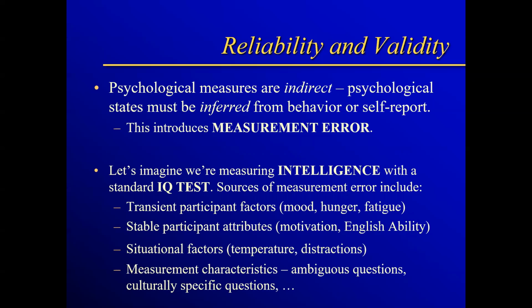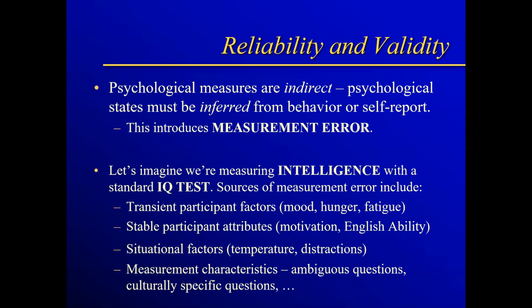So because psychological measures are indirect, so let's think about self-reports, right? Some of the behavioral measures are direct, but let's think about self-report, which is the majority of psychological research. Because psychological measures are indirect, we're going to have to infer whatever we're measuring, like self-esteem, from behavior or self-reports. So this introduces the idea of measurement error.